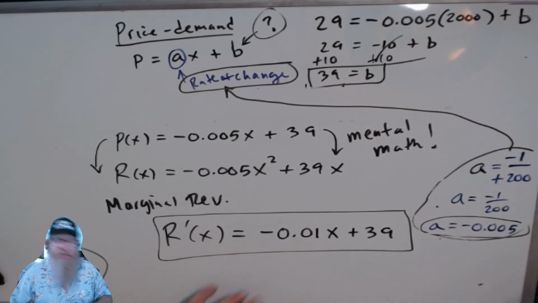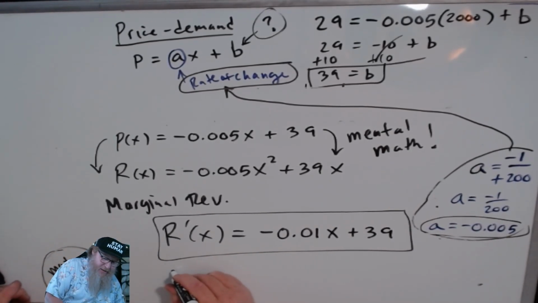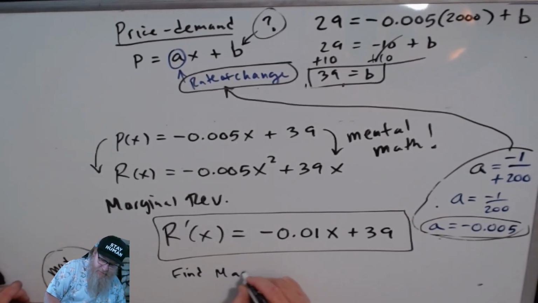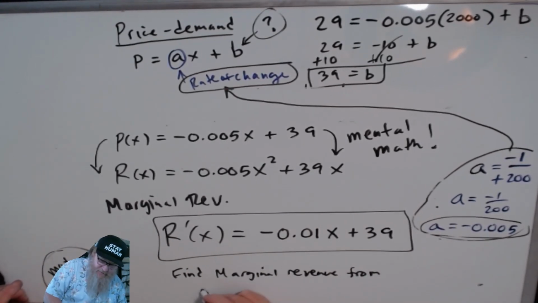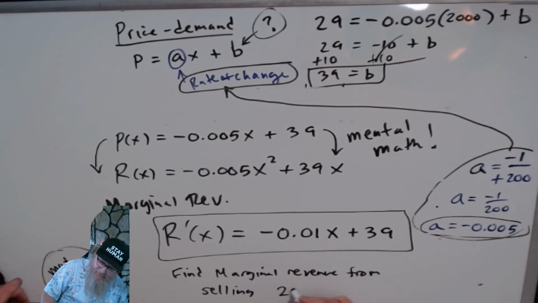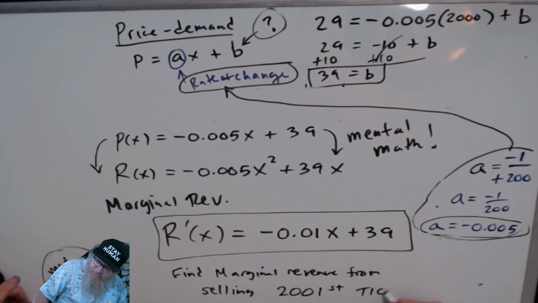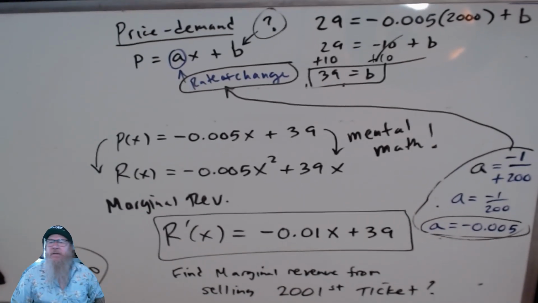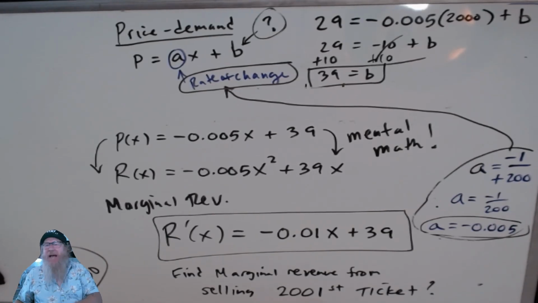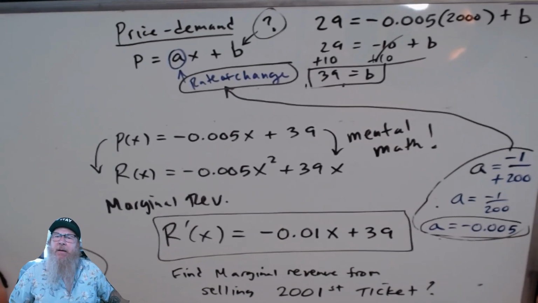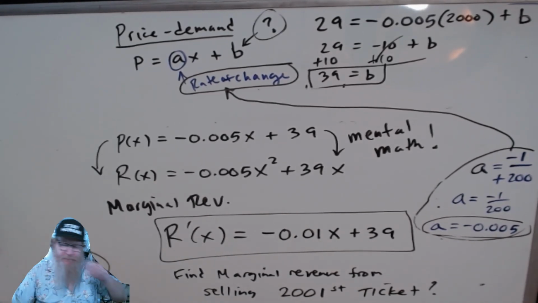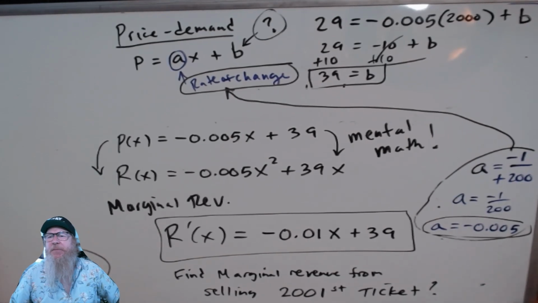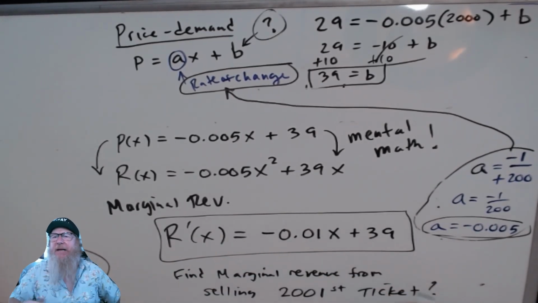So we would like to know additional questions. What is the marginal revenue from selling just one more ticket? So just one more ticket, the 2001st ticket. How much am I going to make if I can just squeeze out one more ticket?